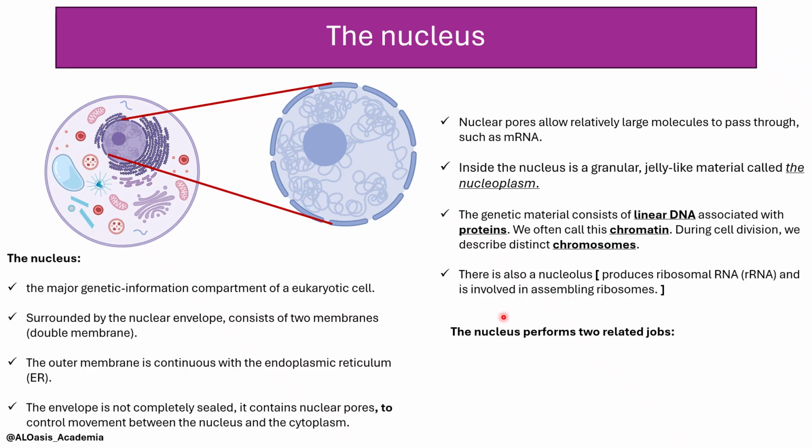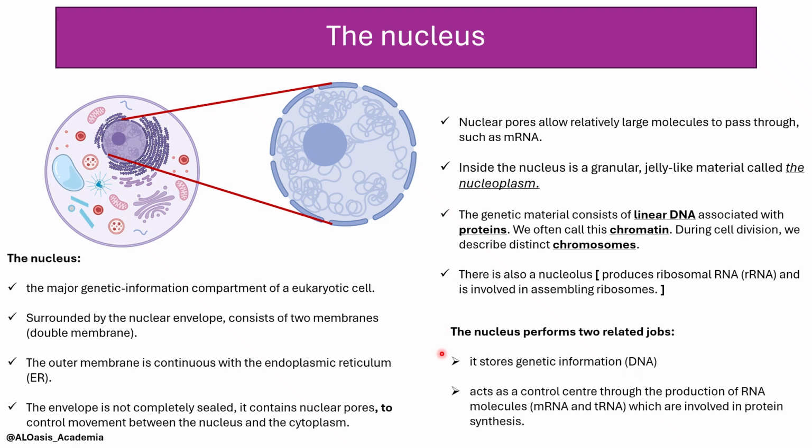So the nucleus has to perform two important jobs within the eukaryotic cell. The first job is it stores the genetic material, which is the DNA. So it keeps the DNA protected inside the nucleus, protected from whatever happens in the cytoplasm outside the nucleus. So everything is protected inside the nucleus. That's why it's important for storing the DNA and keeping it protected and safe.